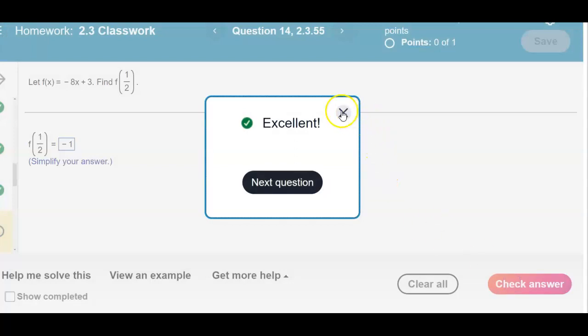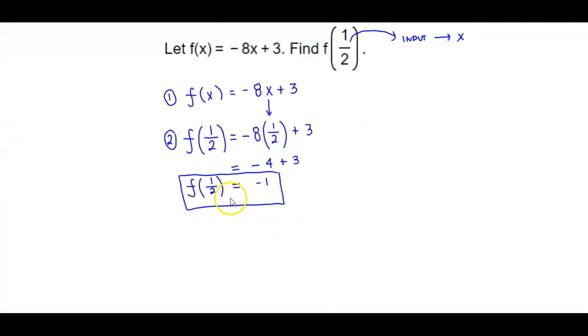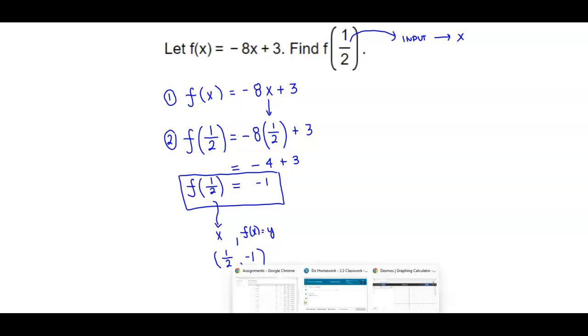Check our answer. Okay, now let's just go ahead and talk about this. So if we wanted to write this as an ordered pair, remember that an ordered pair is going to have x as the first coordinate, and then f of x, which is the same thing as y, as the second coordinate. Well, that means that x would be 1/2, which is the input, and the output would be negative 1. Okay, so now let's graph this on Desmos.